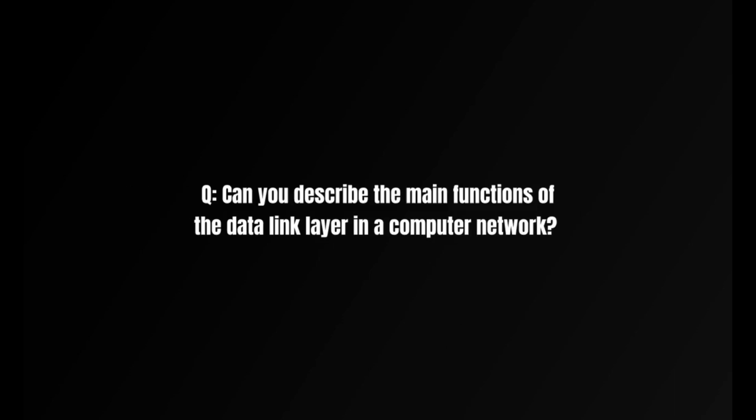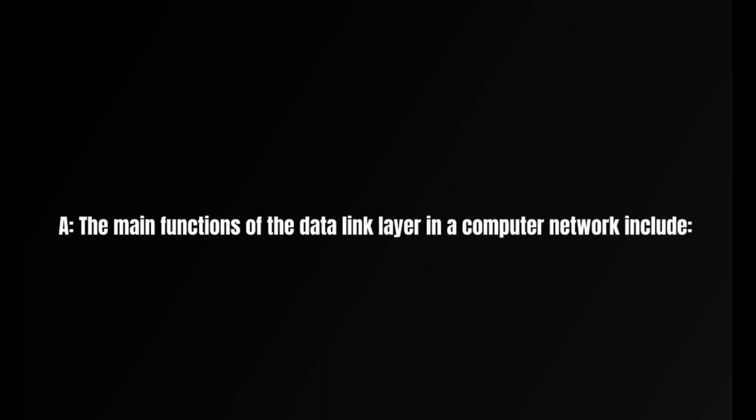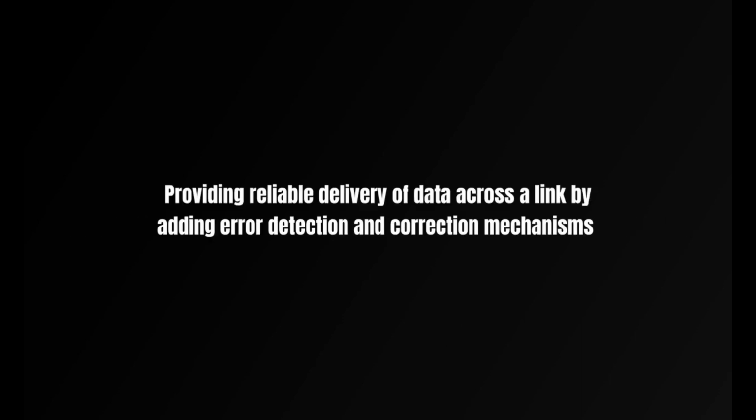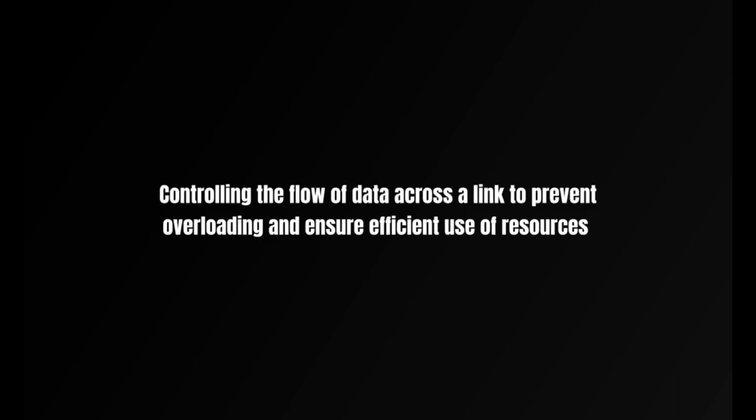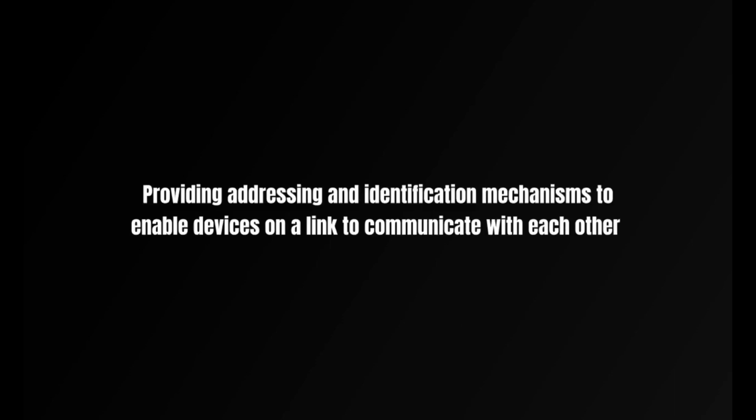Q. Can you describe the main functions of the data link layer in a computer network? A. The main functions of the data link layer in a computer network include providing reliable delivery of data across a link by adding error detection and correction mechanisms, establishing, maintaining, and terminating communication sessions between devices on a link, controlling the flow of data across a link to prevent overloading and ensure efficient use of resources, providing addressing and identification mechanisms to enable devices on a link to communicate with each other.